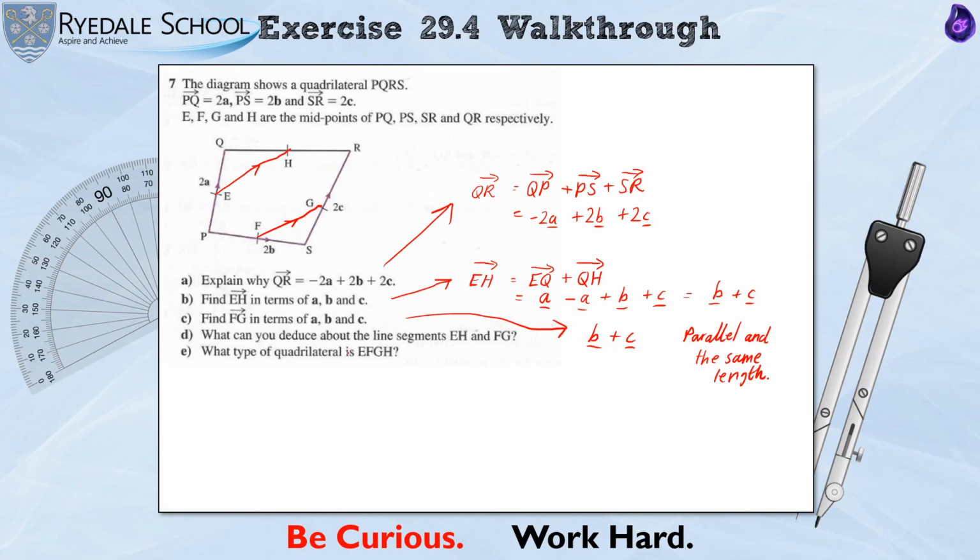Okay, what type of quadrilateral is it? Well, for the same reason as what we've done before, it must be a parallelogram. Parallel lines the same length. We don't know that these are at 90 degrees, so we can't deduce it's a rectangle, so it is a parallelogram.